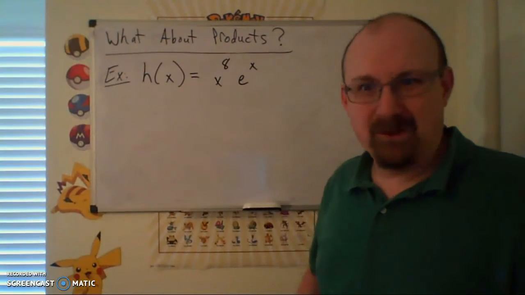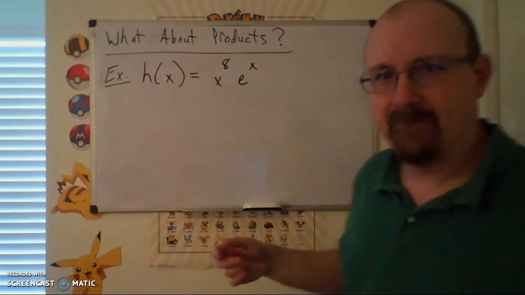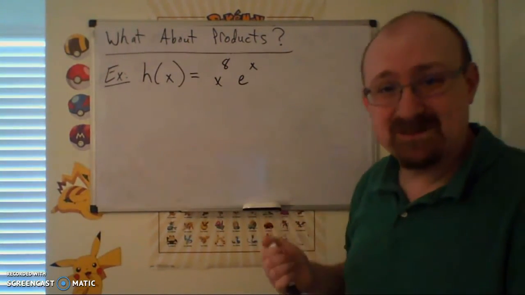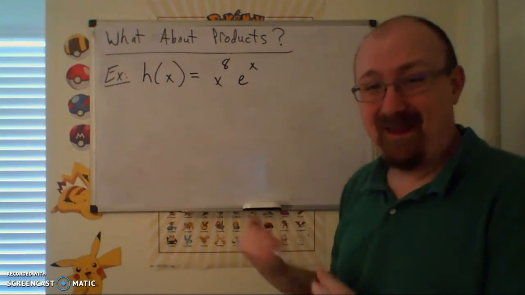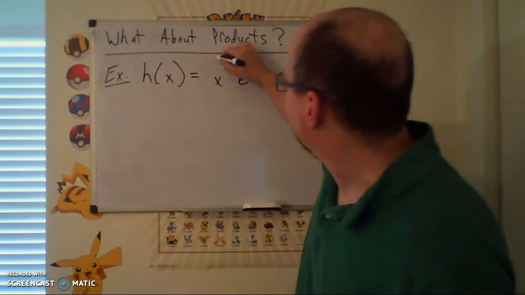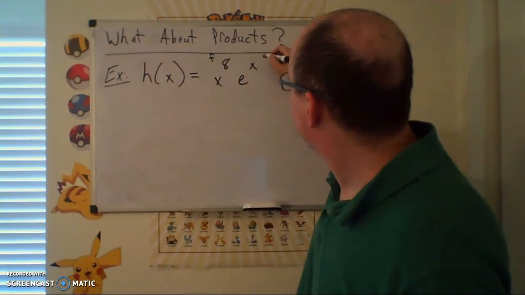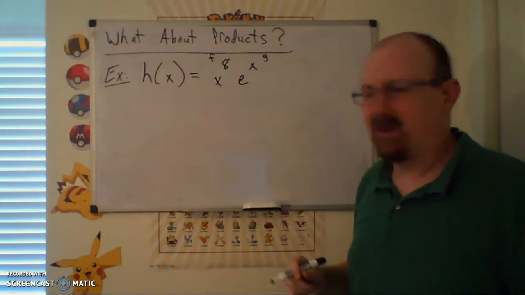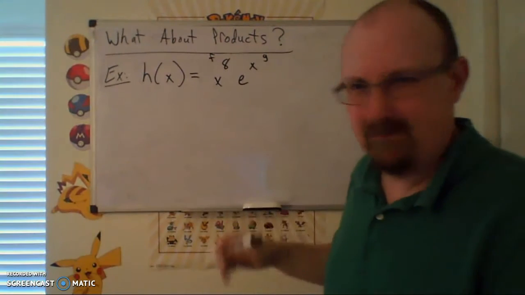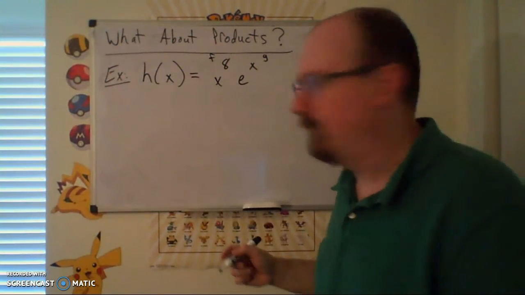Another power function times something that isn't a power function: x to the 8th times e to the x. Same principle is in effect here. It's a product, so we need the product rule. Here's my f, here's my g. I'm trying to make sure those don't look like exponents. That's just notation. I'd write it in a different color marker if I had one.